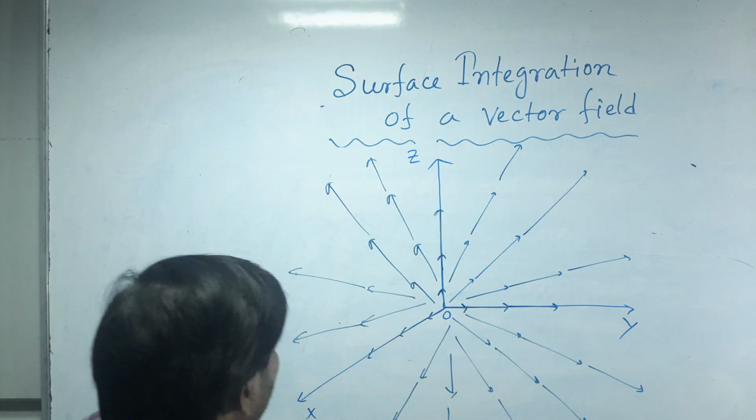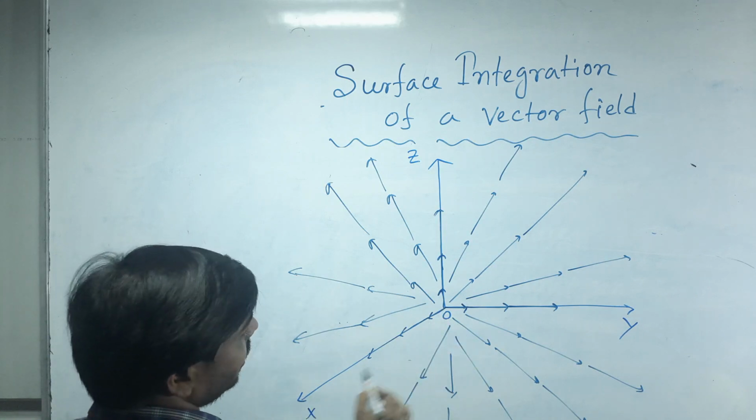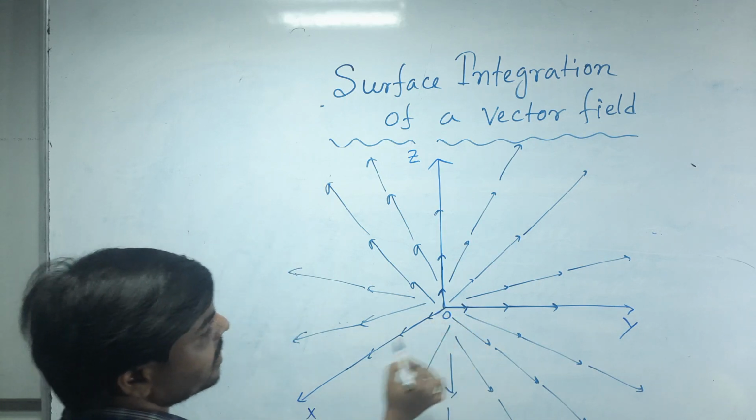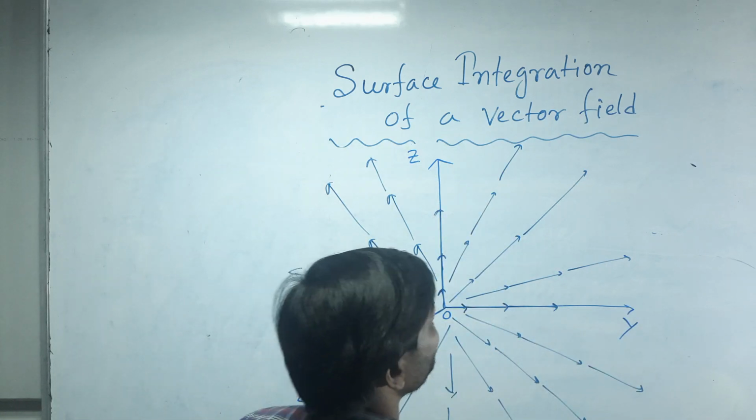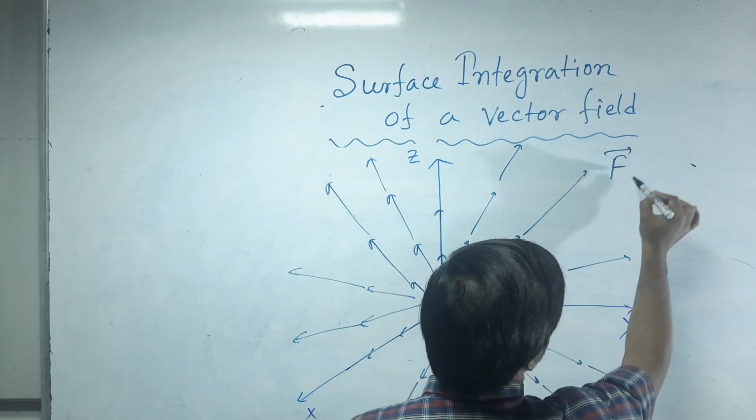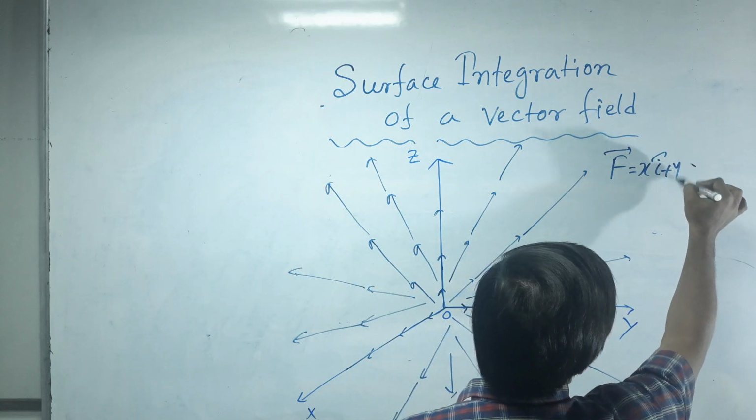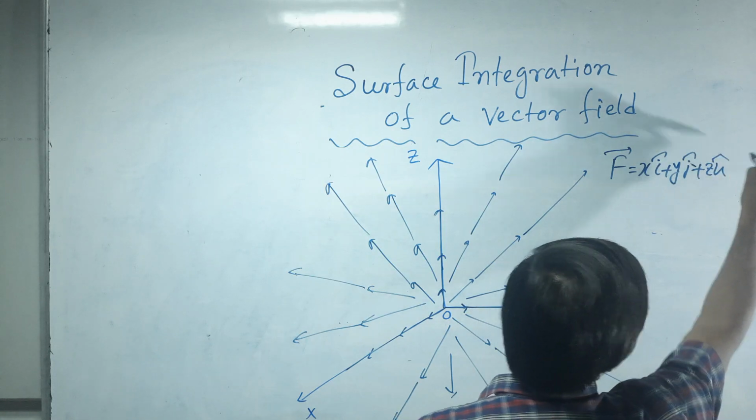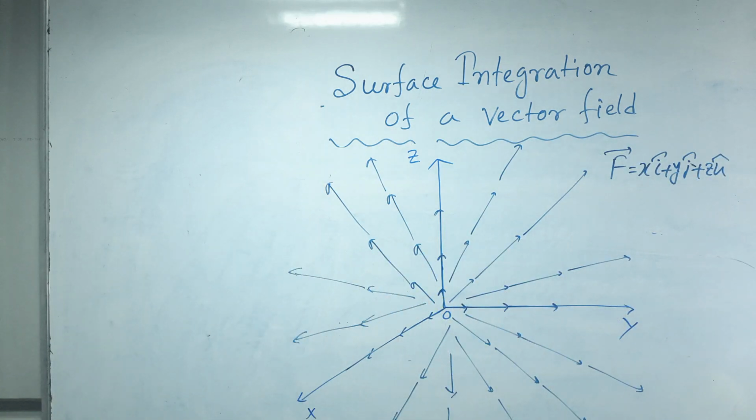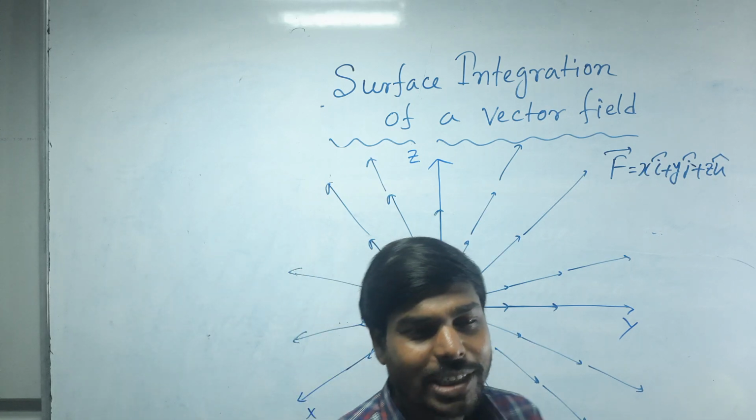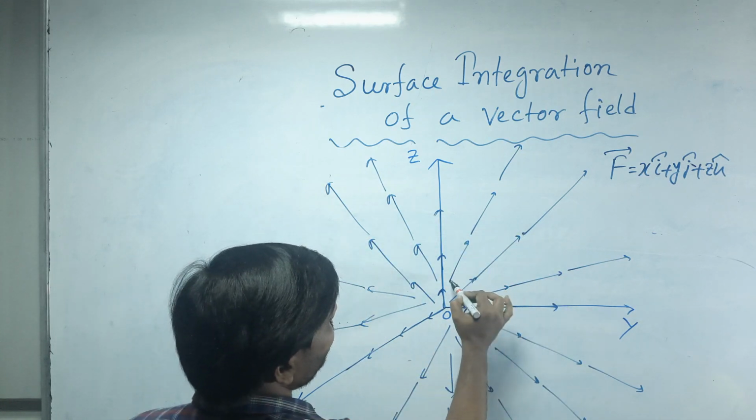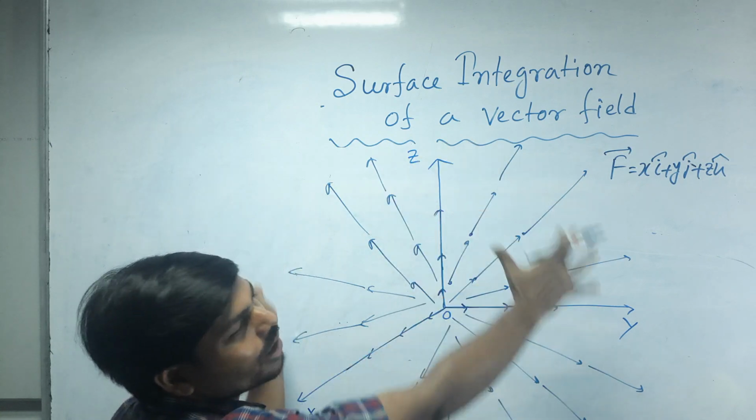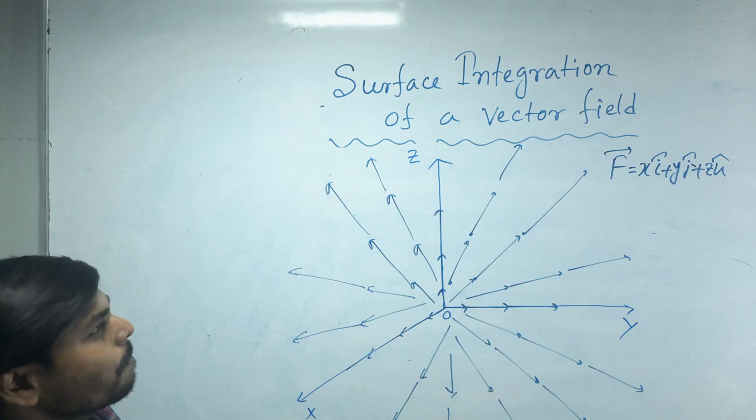For now, this is a three-dimensional Cartesian coordinate system. Along this axis, this is the x-axis, this is the y-axis, and this is the z-axis. And there is a vector field. Let's say this vector field is x i cap plus y j cap plus z k cap. You all know the meaning of a vector field, and you can observe from the picture that at each and every point there is a vector. Collectively this is known as the vector field.